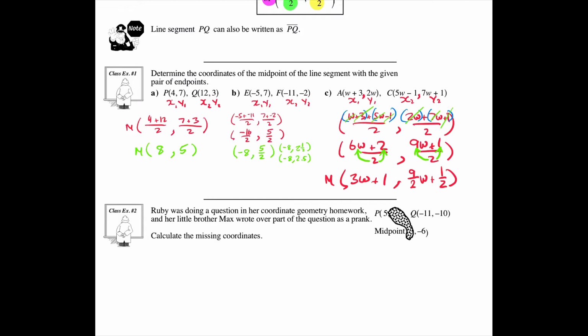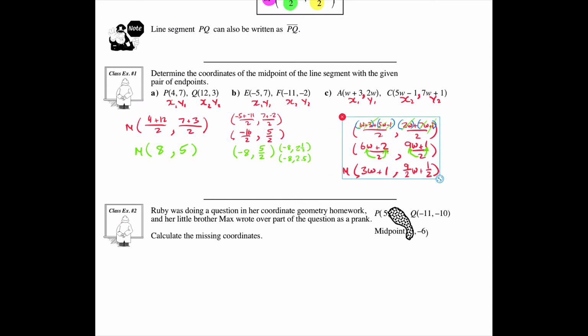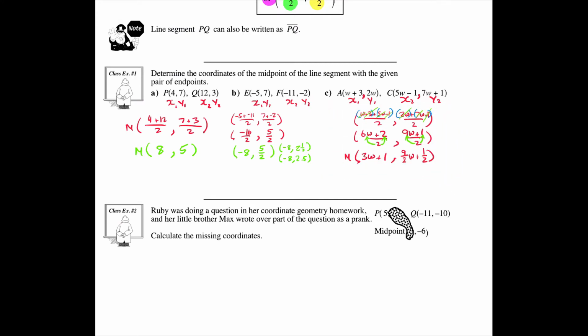Now with this one right here, again, depending on your teacher or the question or how they've represented the answers, this could also be put as a midpoint of 3w plus 1. Now we'd leave that as is, but because this one right here shares a common denominator, you might also see it written like this, 9w plus 1 divided by 2. They might just leave it like that as well.